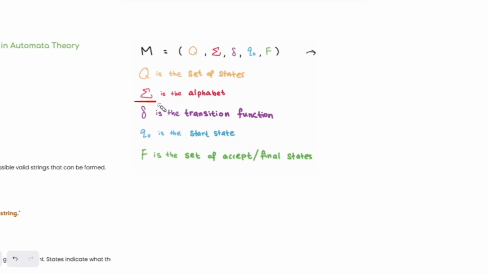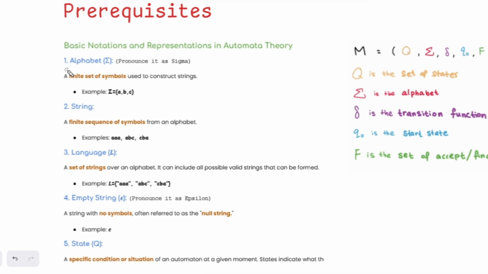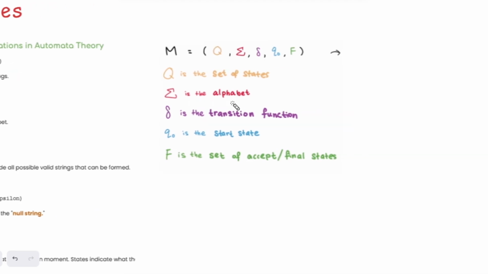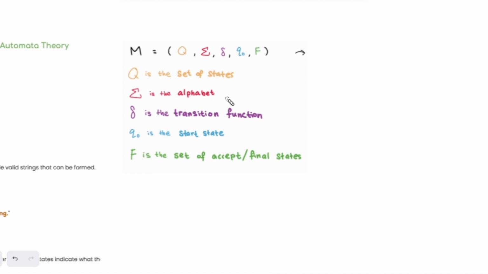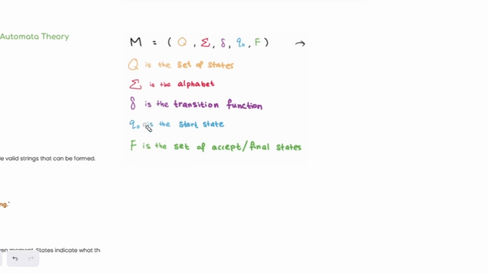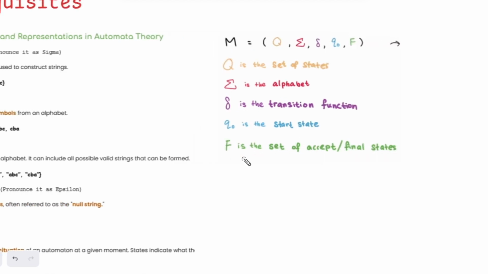Next is sigma, which we already saw here. It's a finite set of alphabets present in that DFA or any finite automata. Then there is the transition function delta, which tells how the transitions happen in that automaton. Q naught is the first state, or the starting state, and F is the final state, which we also call the accept state.